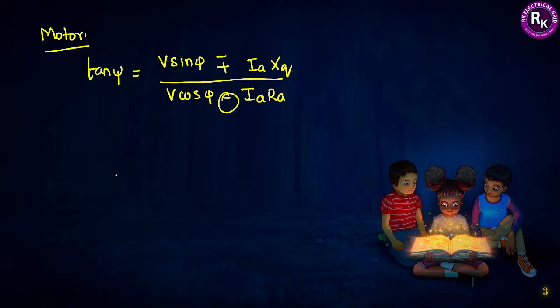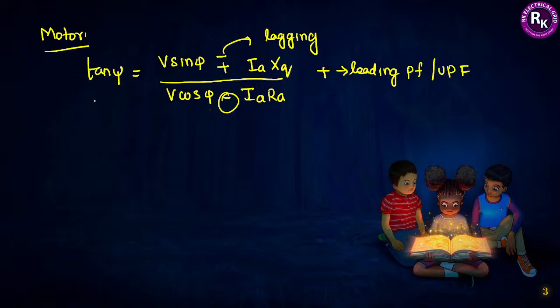If you are trying to calculate, once again, for lagging power factor, you have to put minus in case of motor. Undoubtedly, minus will appear for lagging power factor, and this positive sign will be for leading power factor. You have to use positive sign in the numerator for leading power factor or unity power factor. So that is very important.